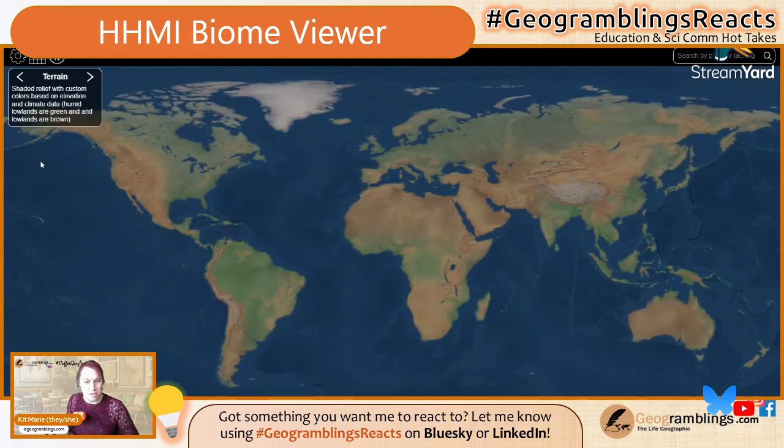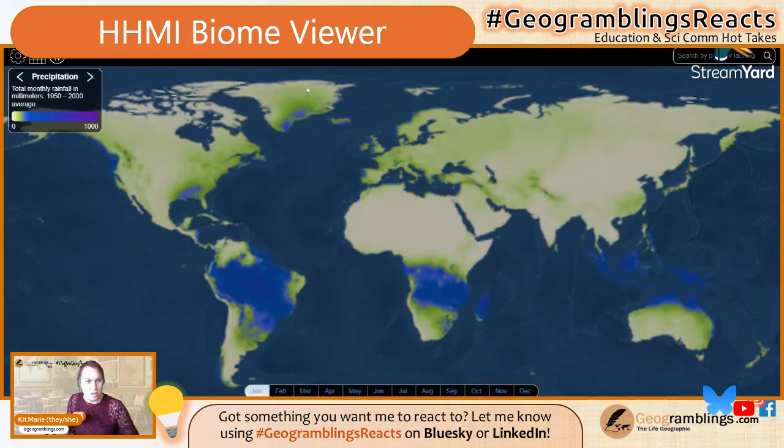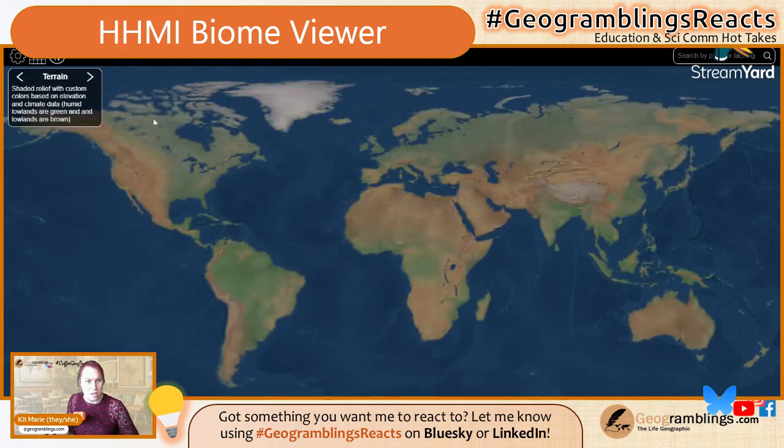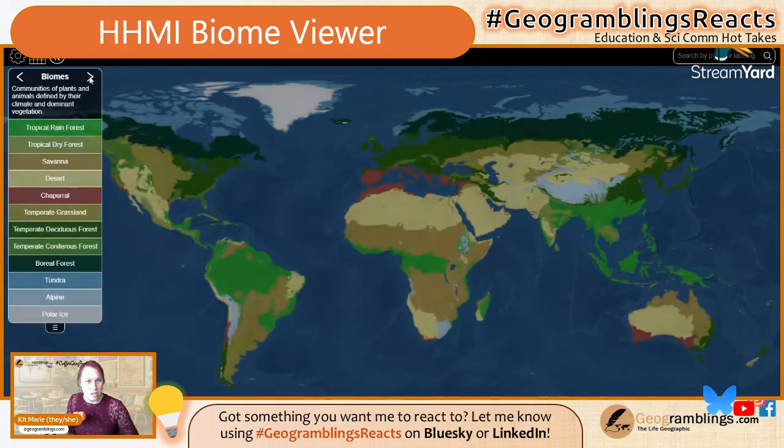Terrain. Okay, yeah. So shaded relief, which is good. So you can also do a side by side. It'd be great if you could have the two maps side by side. So maybe you could have the precipitation one half and terrain the other half. But again, that's more of a wish. And back to biomes.